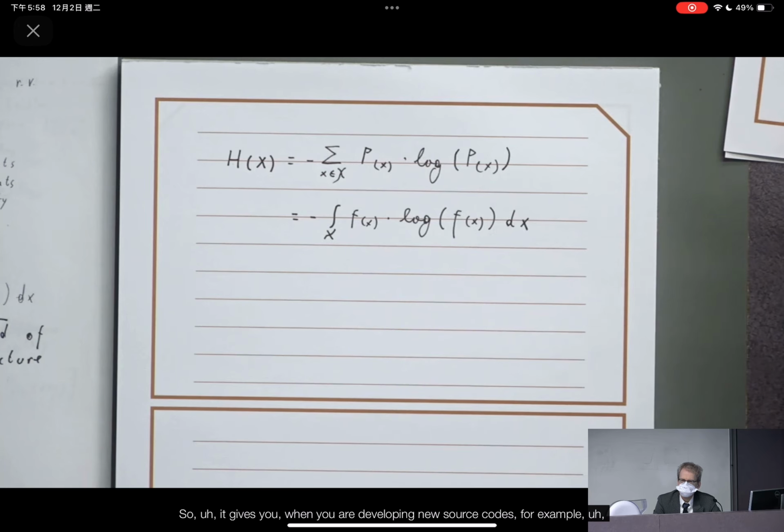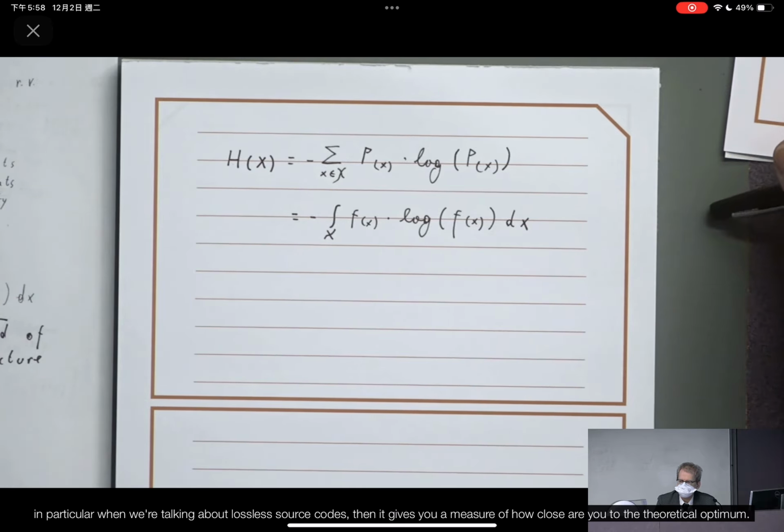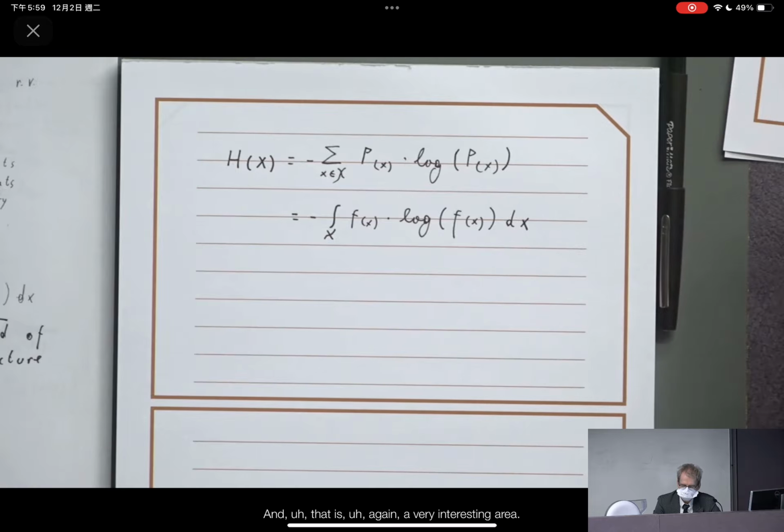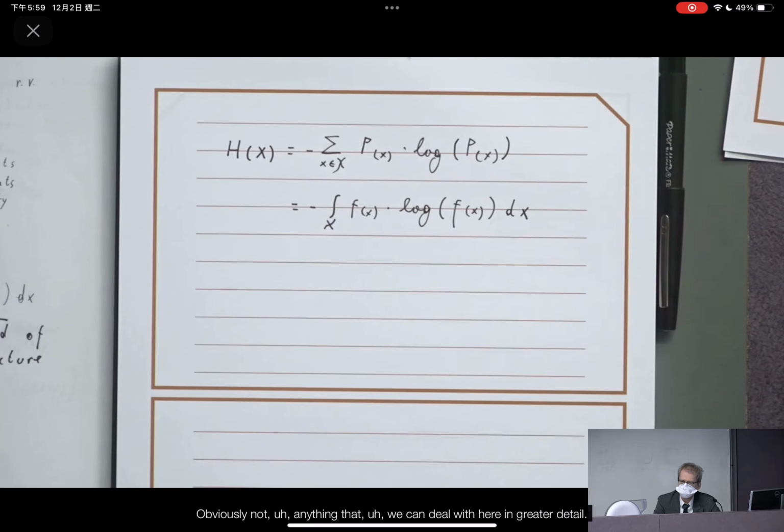So when you're developing new source codes, in particular lossless source codes, it gives you a measure of how close you are to the theoretical optimum. There is a whole direction of research, source coding theory, that also deals with lossy coding, which gives you a trade-off between the amount of information that you are encoding, or the compression factor, and the distortion that you are creating by not retaining all the information that's in there. And that is, again, a very interesting area, obviously not anything that we can deal with here in greater detail.